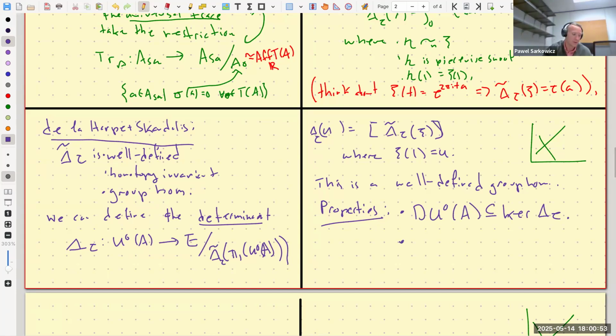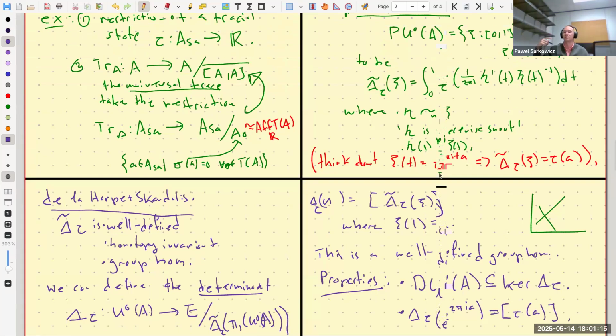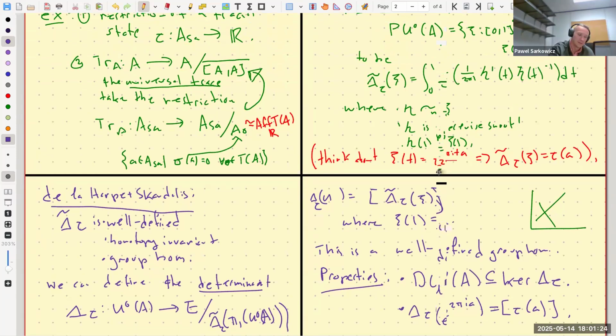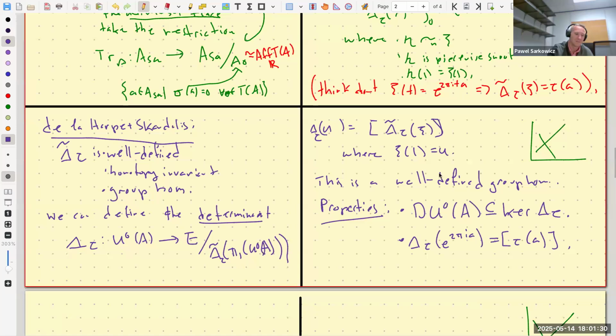And there's another property where if you just look at an exponential, this is just the class of tau of A. Right, this follows directly from what I wrote above. Think about this path, the predeterminant applied to the path e to the 2 pi i t a will give me the trace of A. So far, so good. And I will say this determinant is related to other determinants.